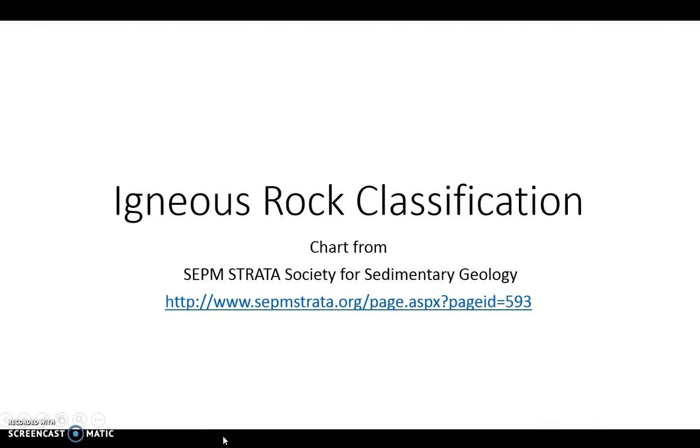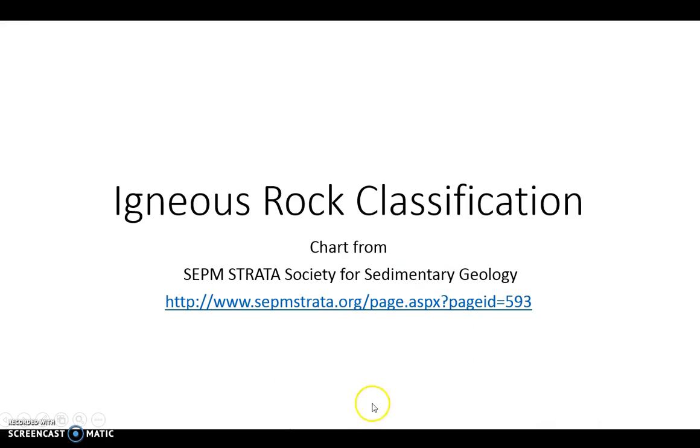Hi, look, today we're going to do a bit of a tutorial on using the igneous rock identification flowchart that you've been looking at in class. This one's from the Society for Sedimentary Geology. There are lots of other flowcharts that you could use. This one's pretty simple, straightforward, and it's specifically looking at the two key identifiers for igneous rocks, which is colour and grain size.